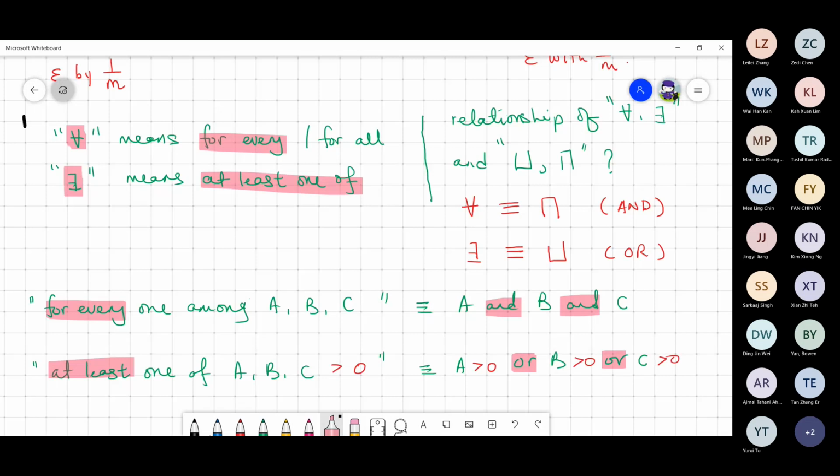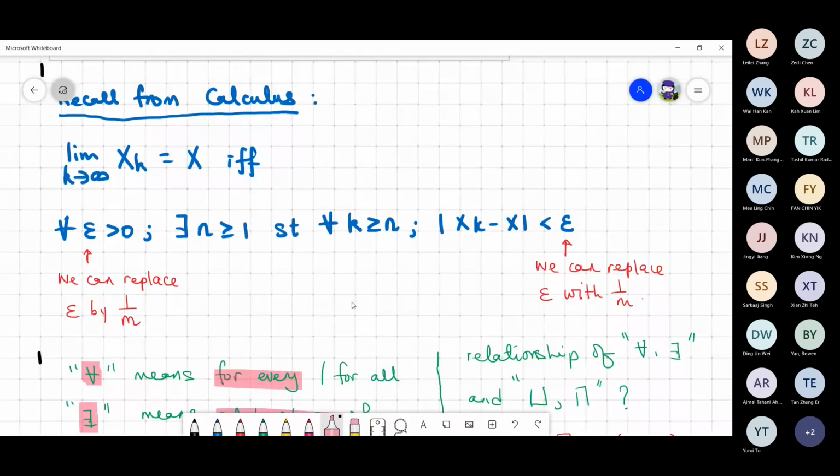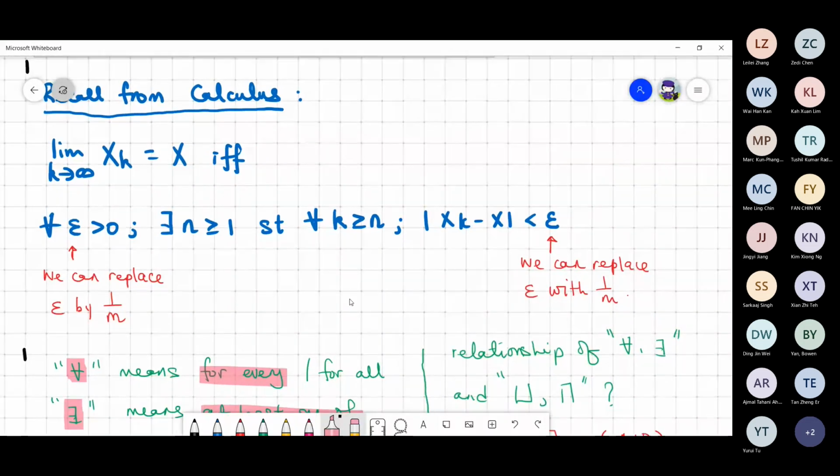Again, as I said, from the perspective of set theory, the term or is represented by union, and the term and is represented by intersection. That's the idea. Okay, let's come back to this sentence once again and have a look at it.